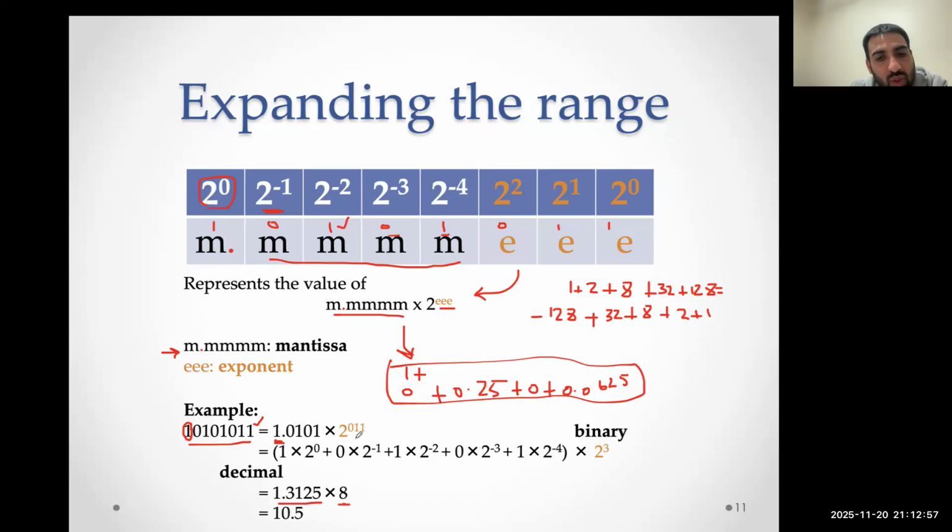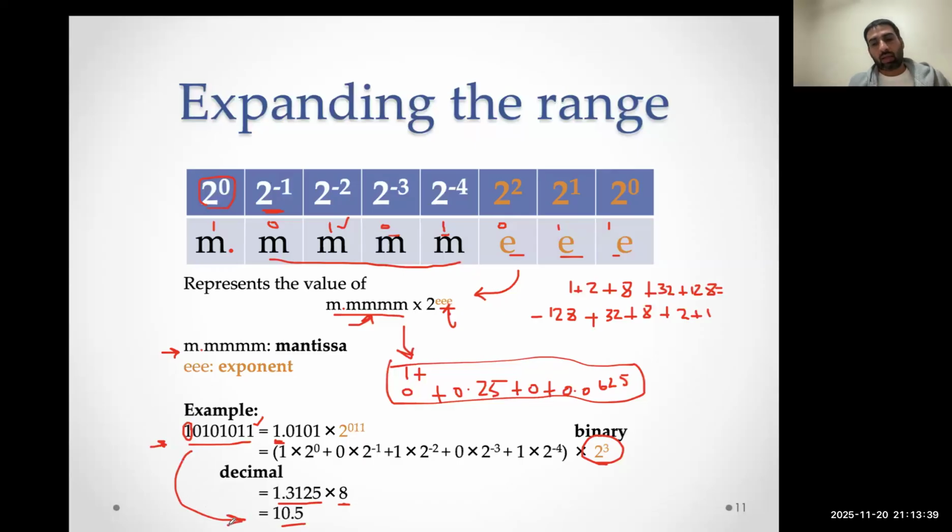From the exponent part. What is the exponent? 2 raised to power 0, 1, 1, right? Which basically becomes equal to 2 raised to power 3, which is equal to 8. So, 1.3125 times 8, when you multiply, you will get 10.5. Okay. So this is how you can convert an 8-bit floating point number, which uses 5 bits for mantissa and 3 bits for exponent. This is how you can convert the bit pattern or the binary form into the equivalent decimal form.